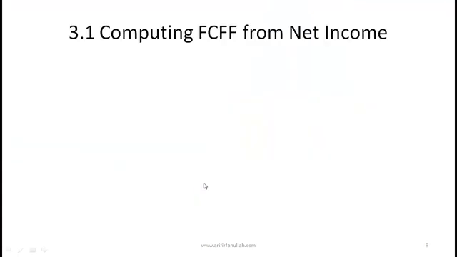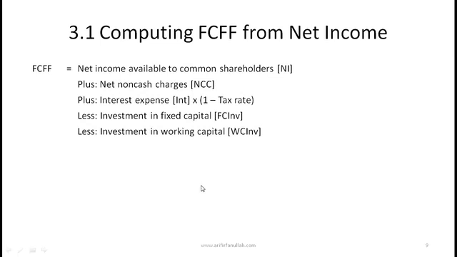Okay, now computing the free cash flow to firm from net income. You saw this in the cash flow statement in level 1, and at that point you might have just memorized it. Now you really need to use this well. So the free cash flow to firm in a given year, to compute it from net income, you start with the net income which is available to common shareholders.